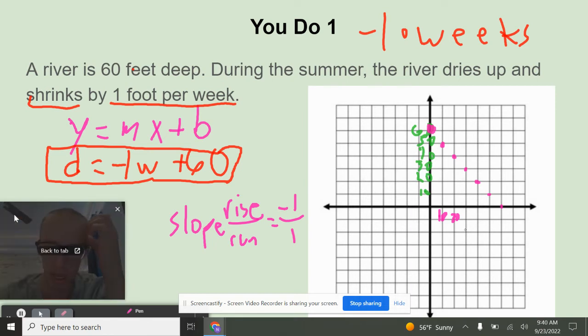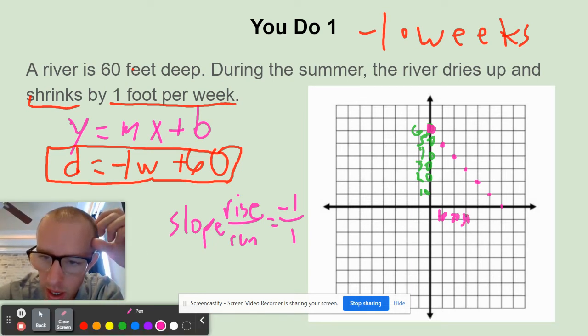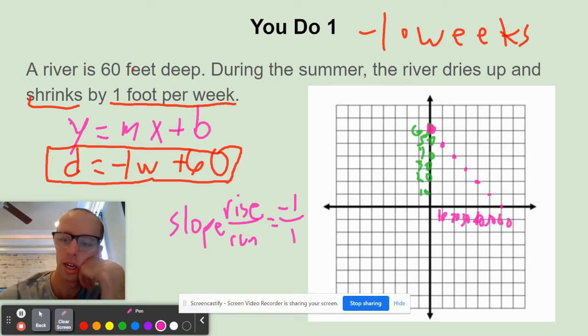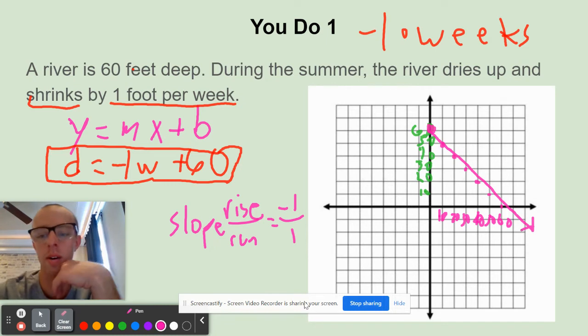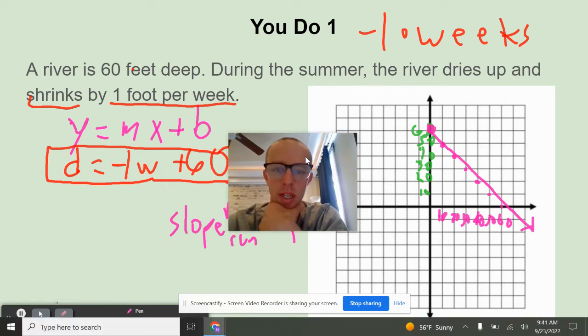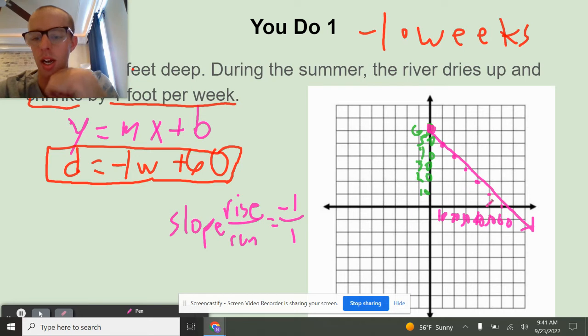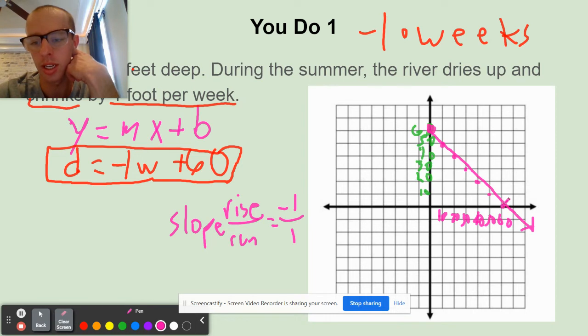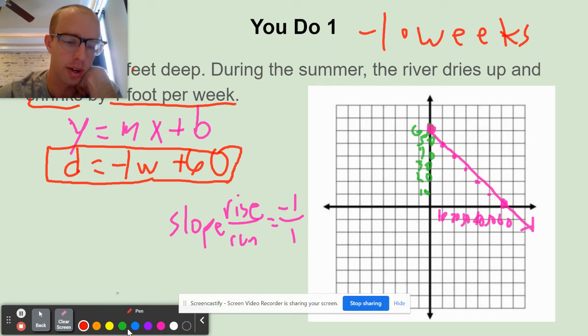Let me get myself out of the way here. I could even fill these in. That's 30, 40, 50, 60. So I can connect these into a line. See if I do a good job. All right. And now I have a line. This line represents the relationship between how many weeks have passed and the depth of this river. Eventually, you can see I get to this point right here. After 60 weeks, the river is completely dried up. Right? It's at a depth of 0. It's completely dried up. We'll talk more about those kinds of questions in the future.